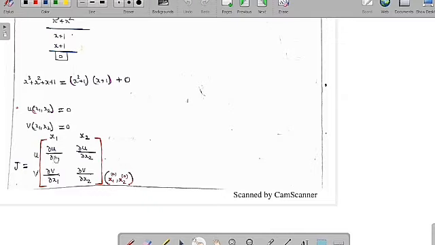So dou u by dou x1, dou u by dou x2, dou v by dou x1, dou v by dou x2, and we can keep the points x1, x2 at particular values, and then we can figure out the value of this Jacobian matrix. So the Jacobian matrix is equal to u v by x1 x2: dou u by dou x1, dou u by dou x2, dou v by dou x1, and dou v by dou x2. We can keep this point in this matrix, and then we can figure out the Jacobian matrix.